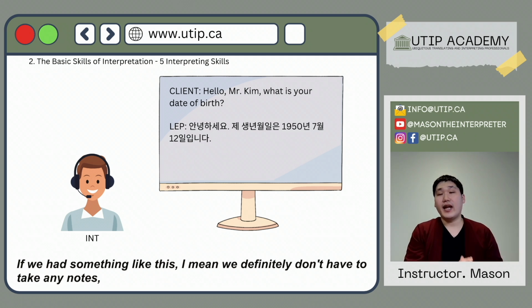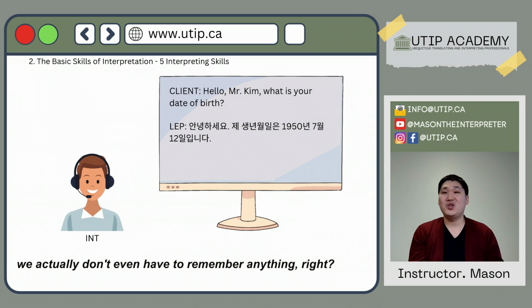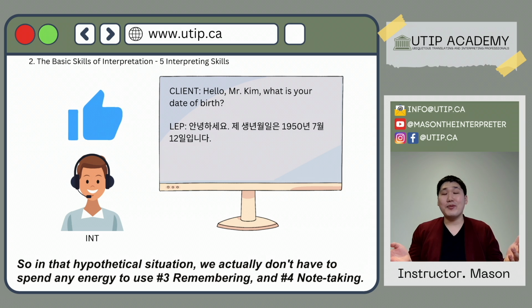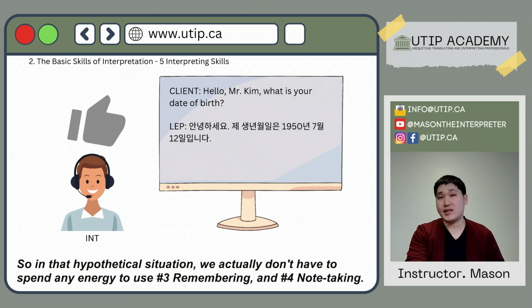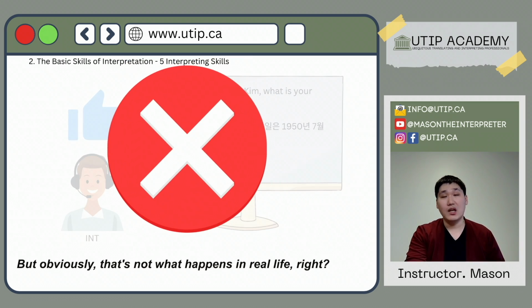If we have something like this, we definitely don't have to take any notes. We actually don't even have to remember anything, right? So in that hypothetical situation, we don't have to spend any energy to use skill number 3, remembering, and skill number 4, note-taking. But obviously, that's not what happens in real life, right?